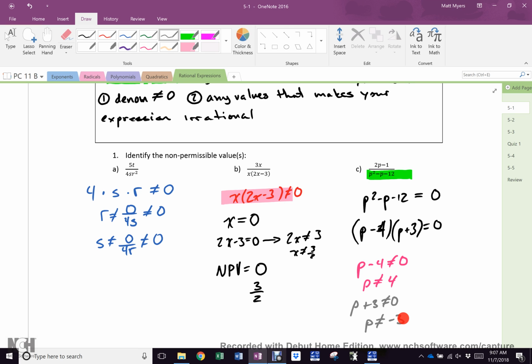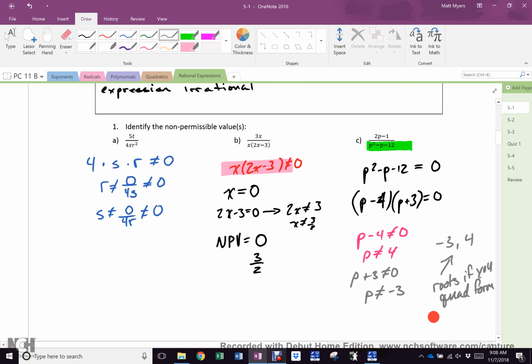Everyone's good? Now, if you use the quadratic formula, you're going to get negative 3 and 4, correct? For this to equal 0, which means those are your restrictions. The roots, if you use the quadratic formula, the roots are your NPVs. Does everyone understand?